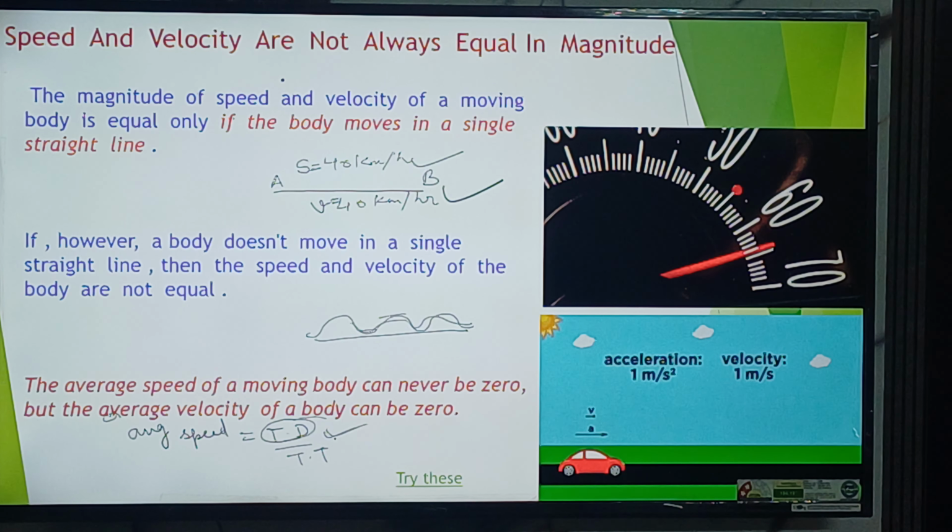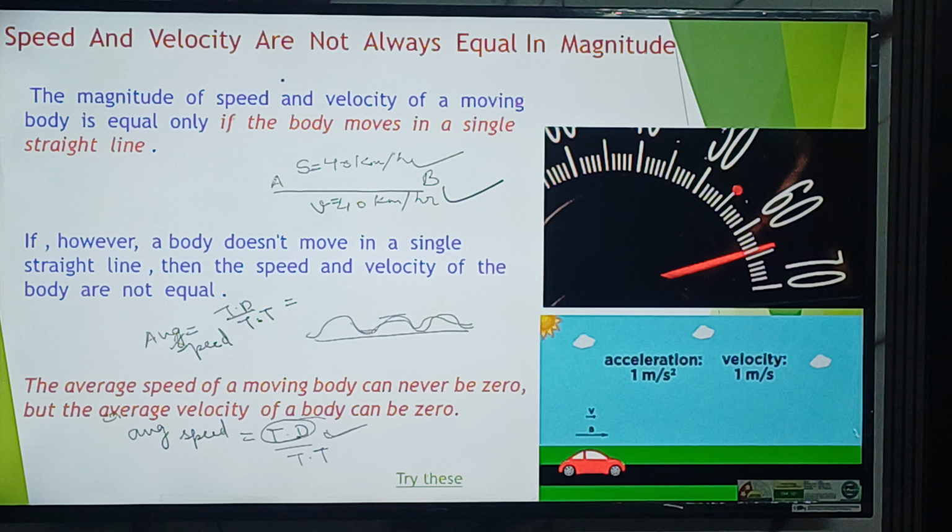Now, but the average velocity of the body can be 0 because the average velocity formula is, children, average velocity is equal to total displacement upon total time taken. So children, here I was talking about average speed. Okay, average velocity I'll tell you later on. Average speed is total distance upon total time taken. I hope this is clear to you.